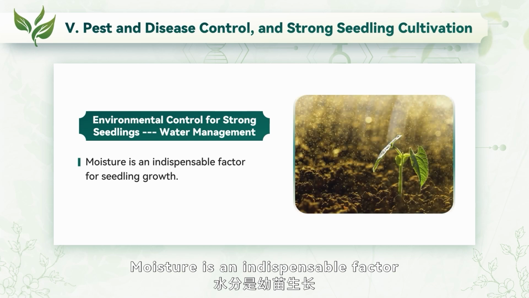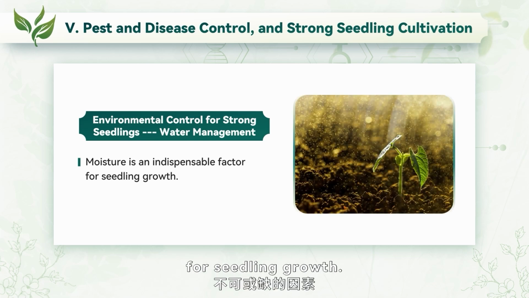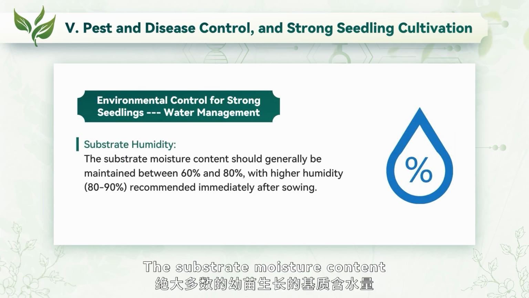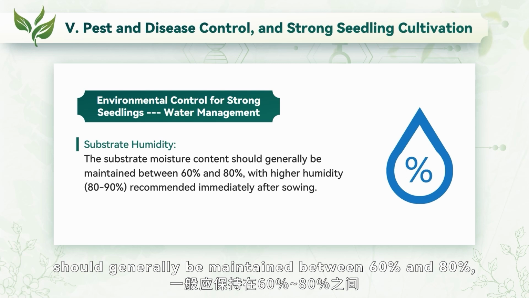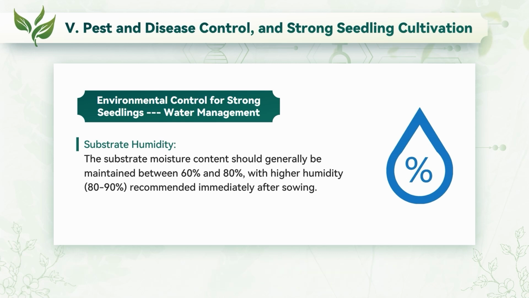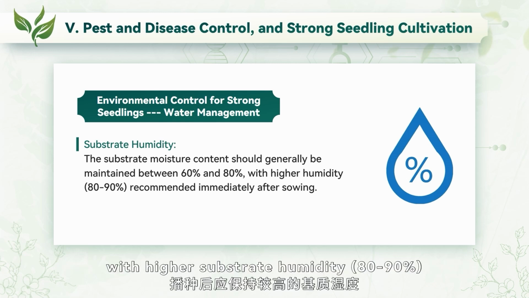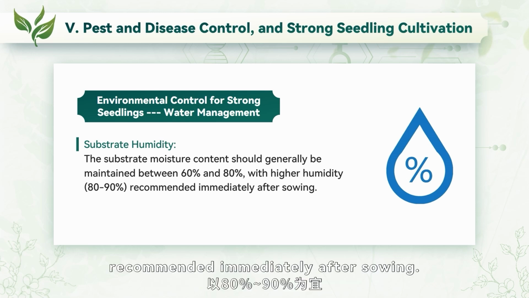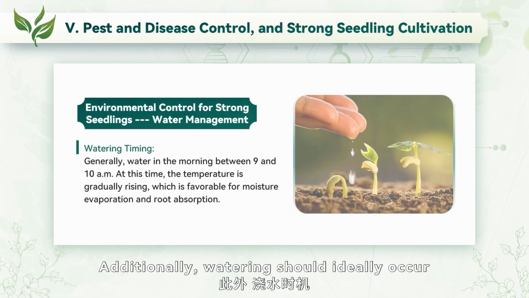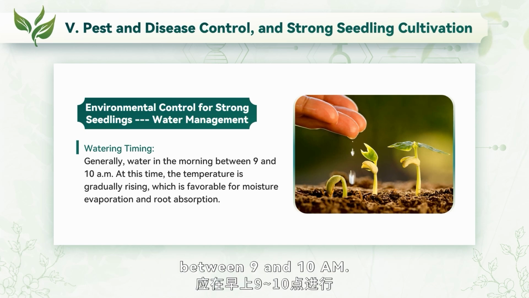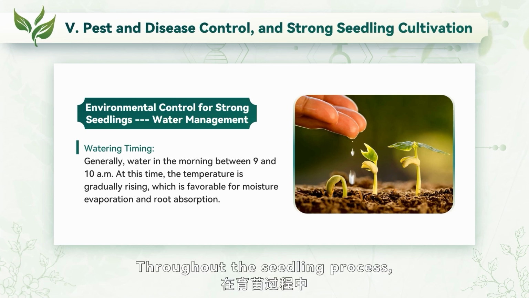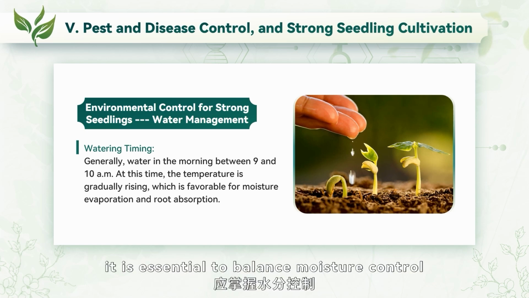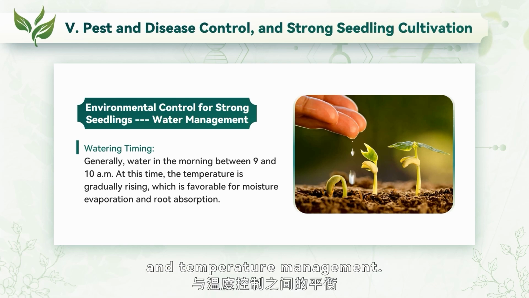Moisture is an indispensable factor for seedling growth. The substrate moisture content should generally be maintained between 60% and 80%, with higher substrate humidity, 80 to 90%, recommended immediately after sowing. Additionally, watering should ideally occur between 9 and 10 a.m. Throughout the seedling process, it is essential to balance moisture control and temperature management.